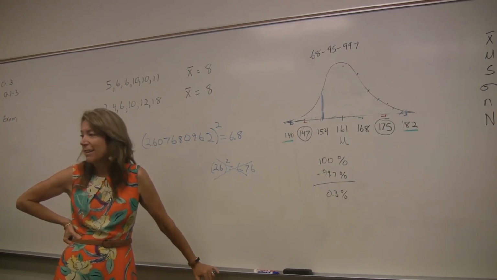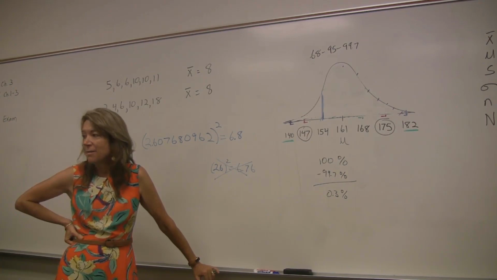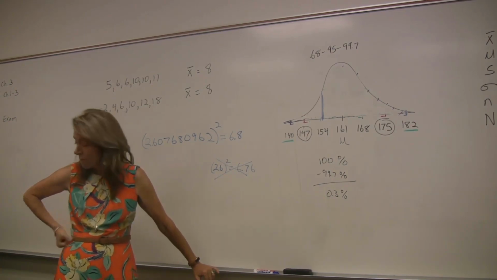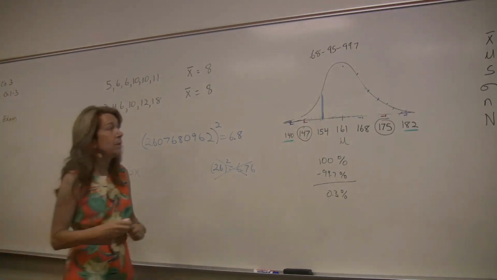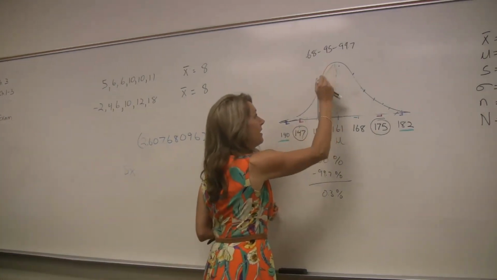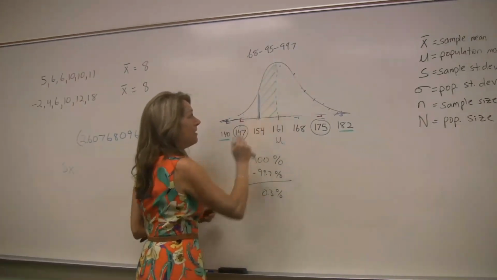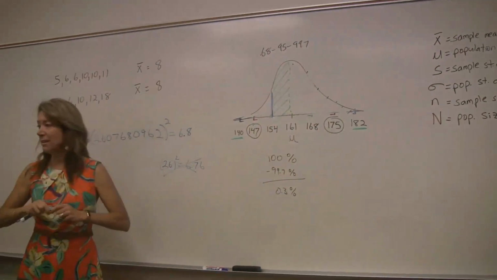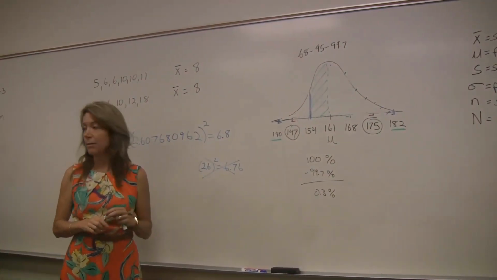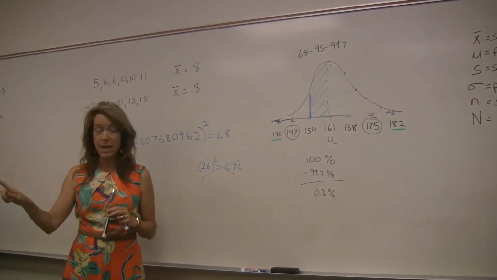So I took half of 68% because it started at 154. I totally know what she's trying to say. So 34% is just that sliver, and then if you start in the middle again and go all the way to 182, it's 99.7, and then if you divide that by 2. Okay, hold that second part.